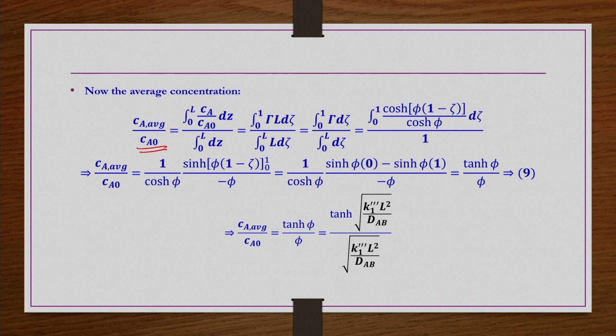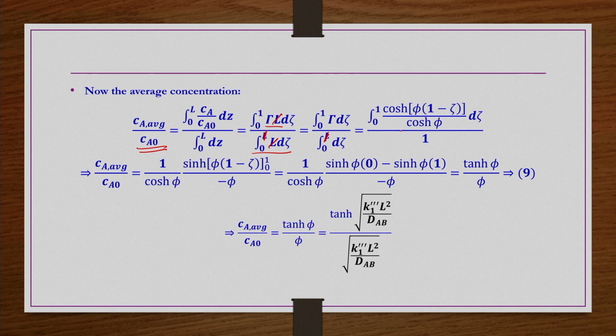So, this average concentration, Ca average by Ca naught, will be the integral from 0 to L of Ca by Ca naught dz divided by the integral of dz, limits 0 to L. If you write the same thing in dimensionless form, Ca by Ca naught is gamma, and dz is nothing but L d zeta. The integral limits would be 0 to 1. If z equals L, that means zeta is equal to 1. Similarly, here also the limit is 1. So, this L you can cancel out.